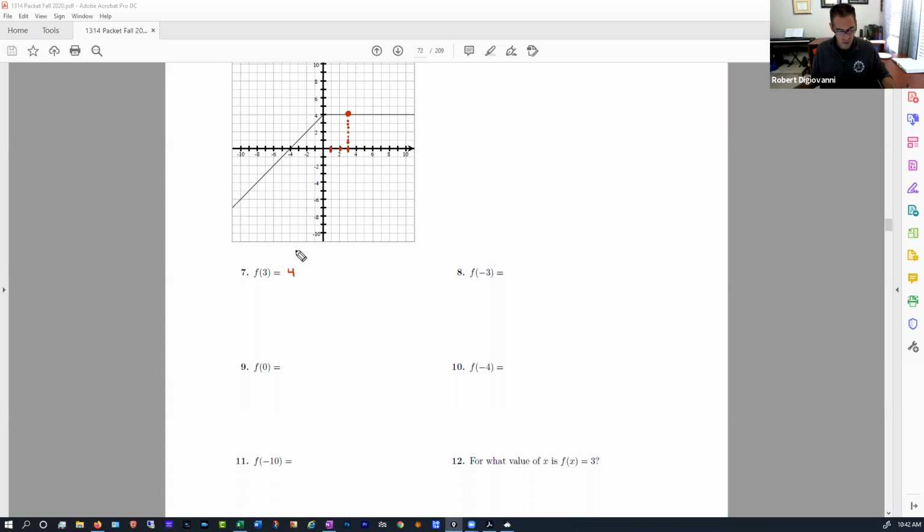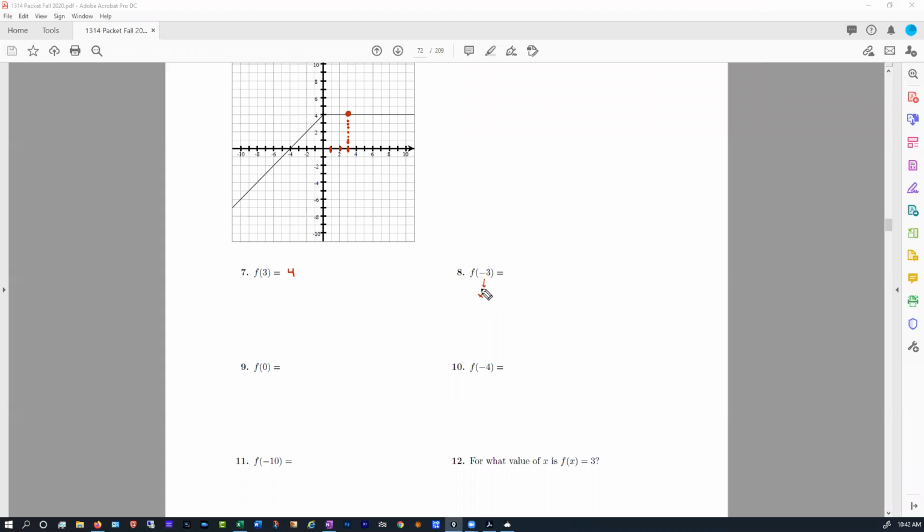Okay, let's do number 8. Here we're going to be plugging in for x, -3. So I go to -3, 1, 2, 3. Here's -3. I go up to where I have a point, and then I go figure out its y value. Its y value is what? Anyone?